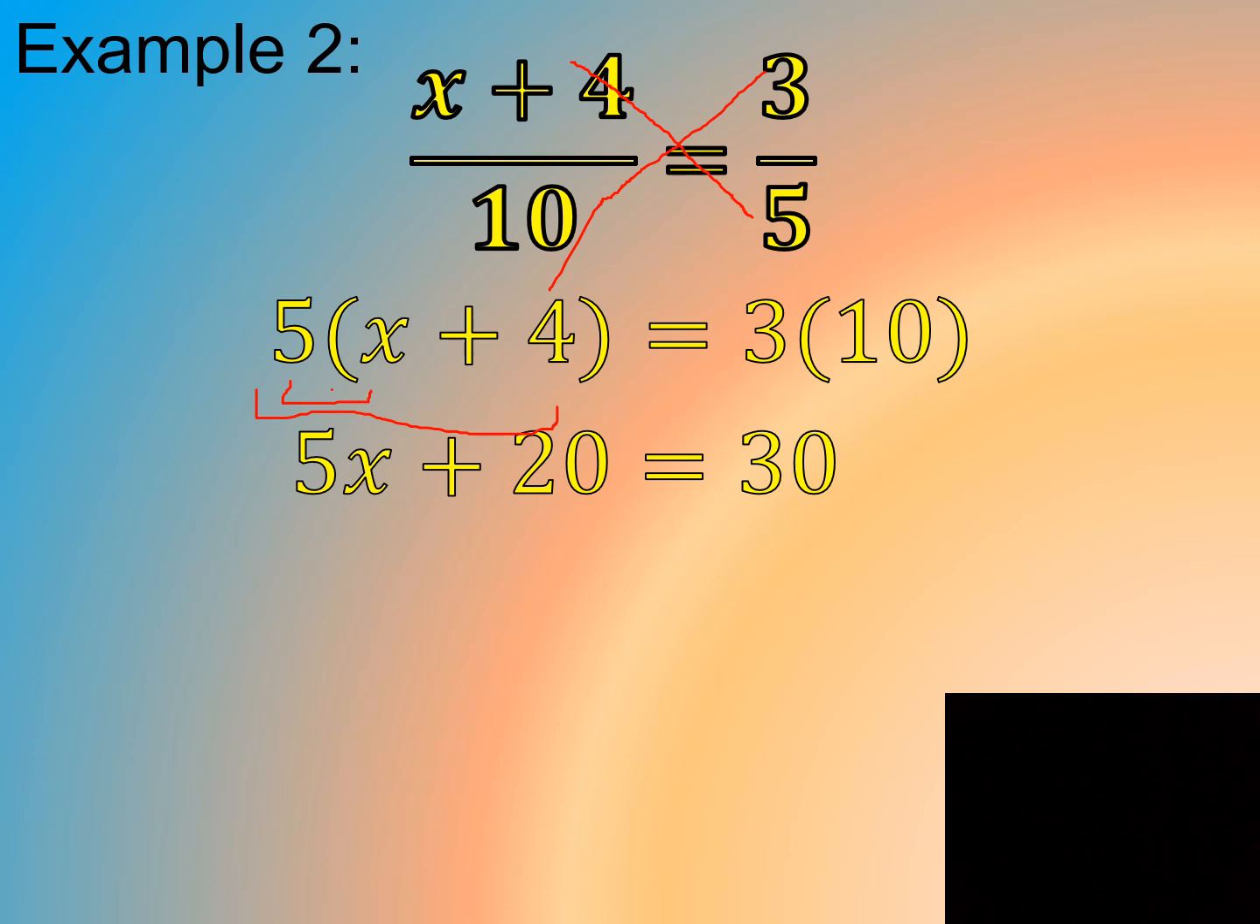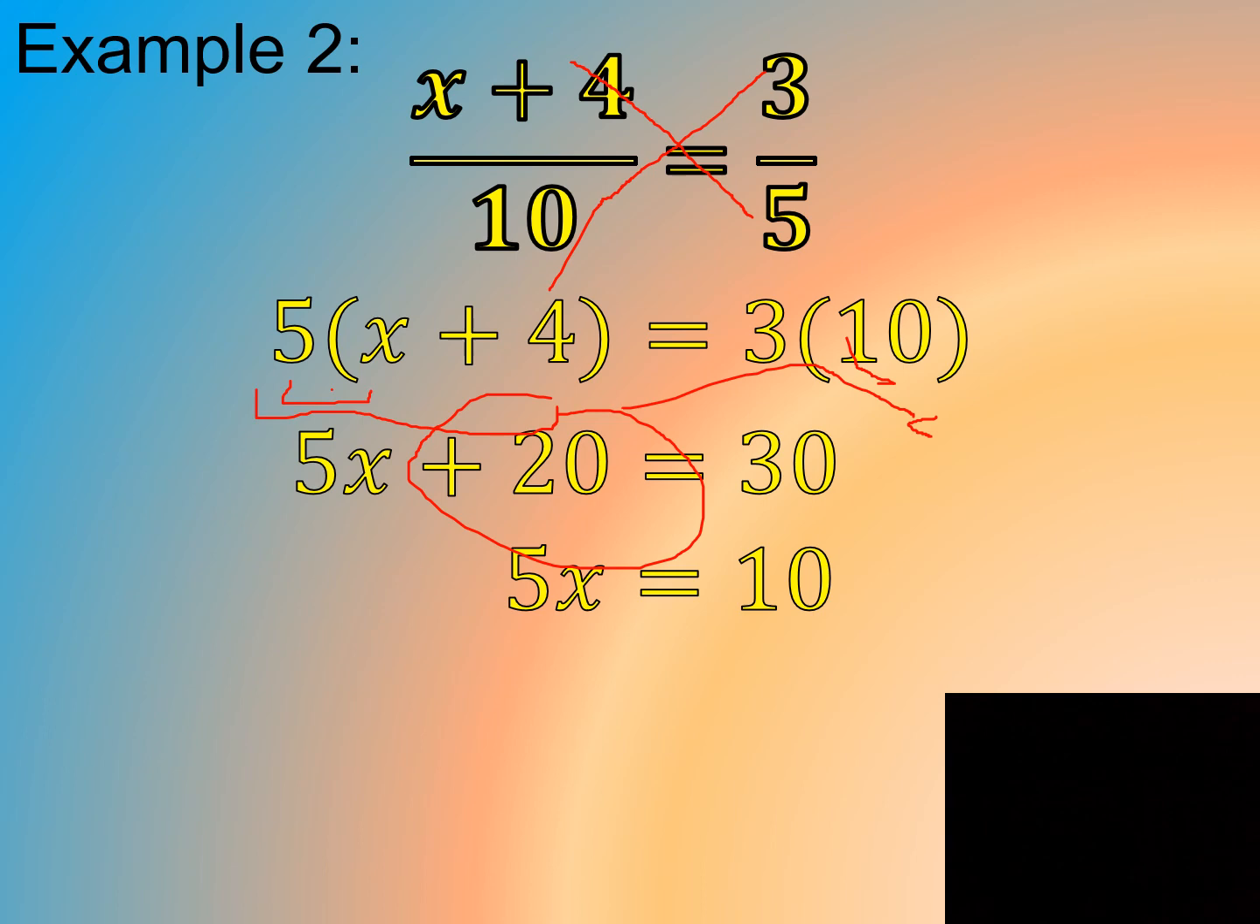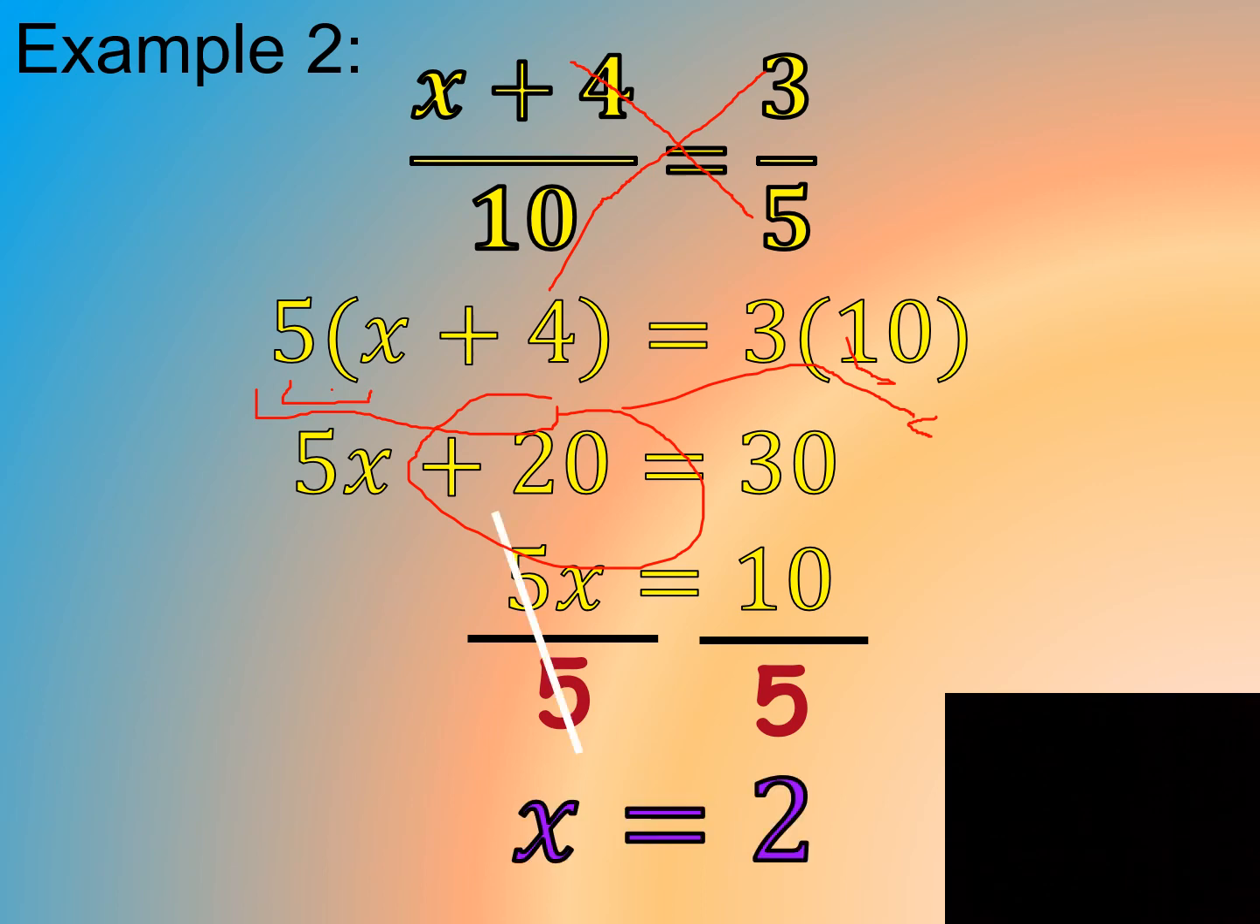Now we combine like terms, that is to transpose positive 20 to the right side of the equation, that will become negative 20. So 30 minus 20 is equal to 10. With the equation 5x is equal to 10, we divide both sides by 5. So x now is equal to 2.